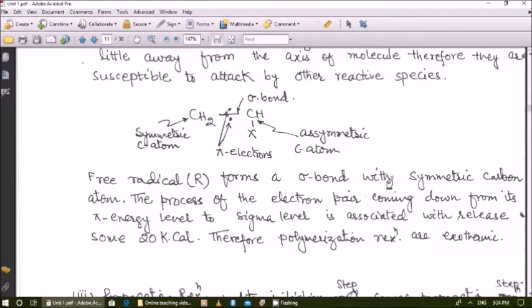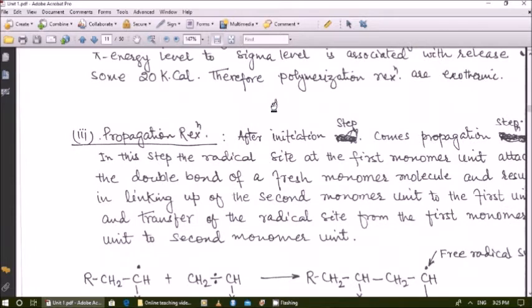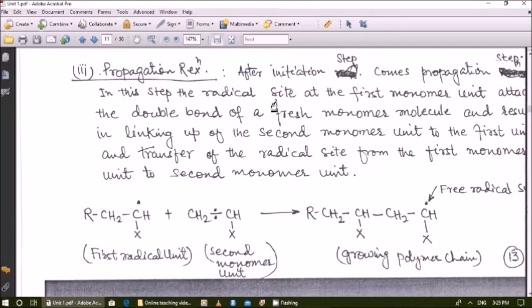The free radical R forms a sigma bond with the symmetric carbon atom, and the process of the electron pair coming down from its pi energy level to the sigma level is associated with the release of some 20 kilocalories of energy. Therefore, polymerization reactions are exothermic. Because of the breakage of this bond, some energy will be liberated, and it will make your polymerization reaction exothermic. That means energy or heat will be released.